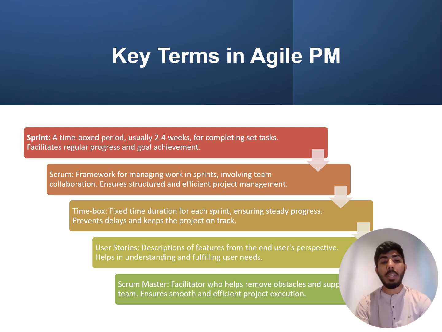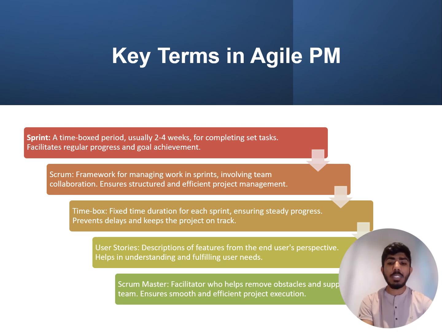So let's talk about key terms in Agile PM. Let's talk about a sprint. It is like a mini project within the project, usually lasting 2 to 4 weeks. Scrum is a framework that helps the team work together in these sprints. Think of it like a football huddle where everyone plans the next play. Time box means setting a fixed time for each sprint to keep everything on track.